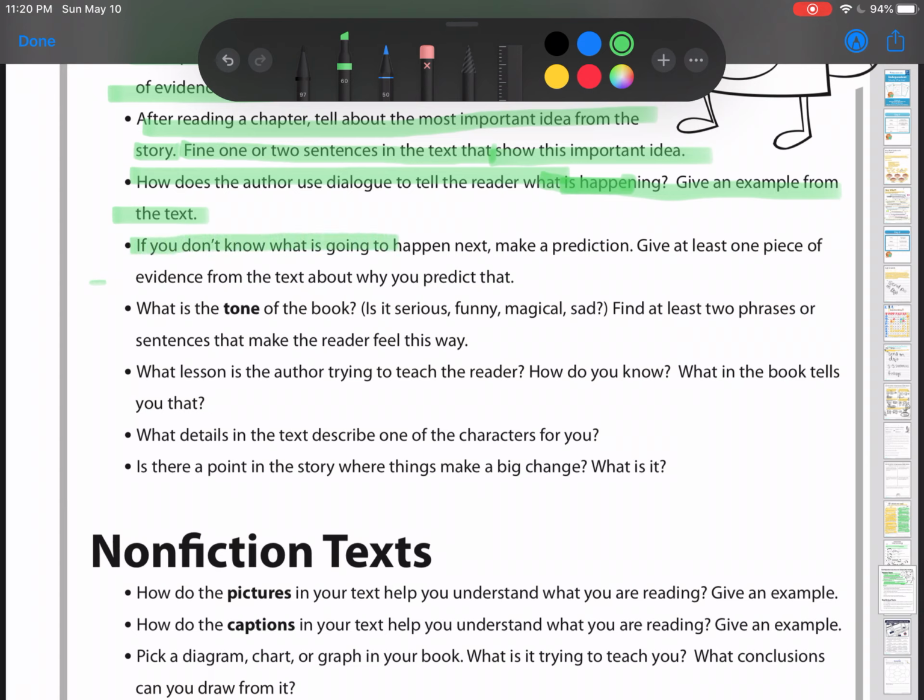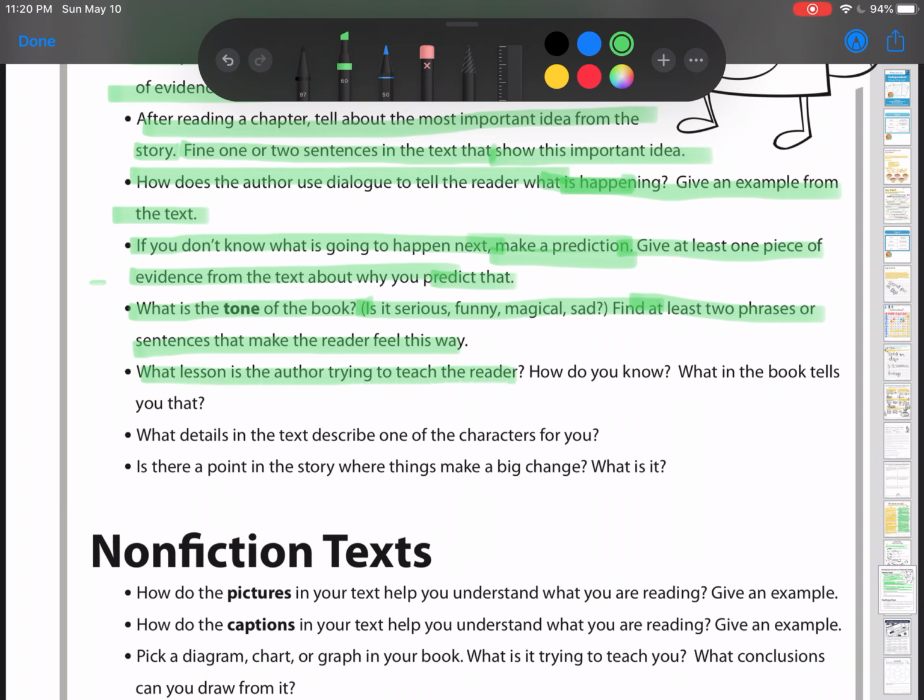If you don't know what is going to happen next, make a prediction. Say, I predict, and what is going to happen. Give at least 1 piece of evidence from the text and why you predict that. What is the tone of the book? Is it serious, funny, magical, sad? Find at least 2 phrases or sentences that make the reader feel this way.